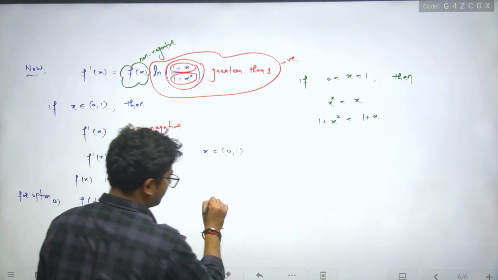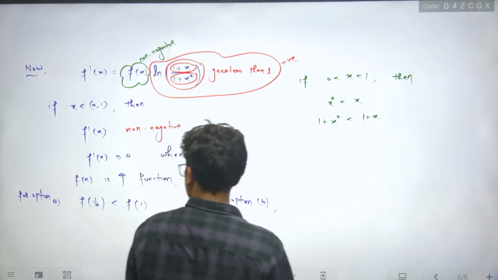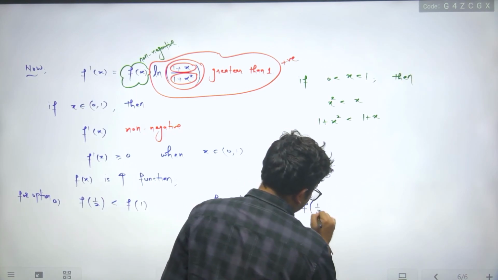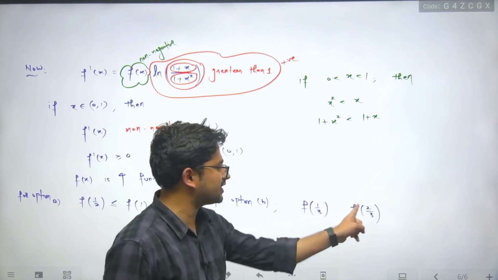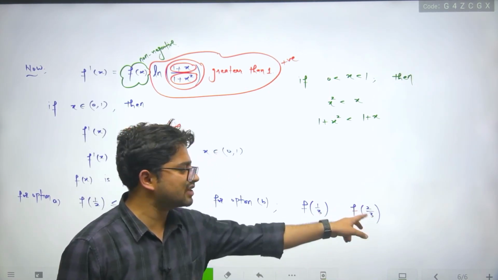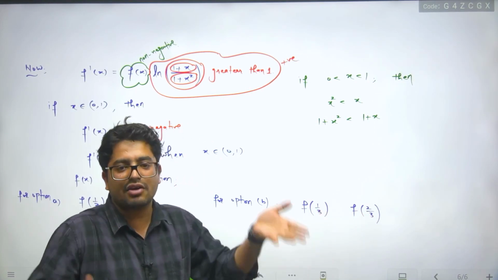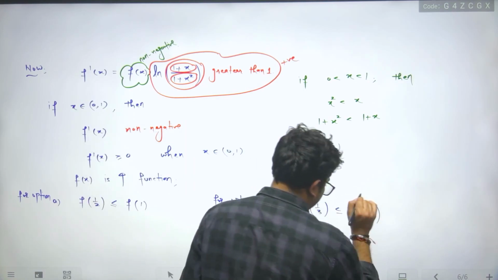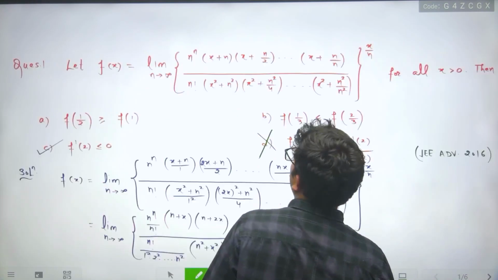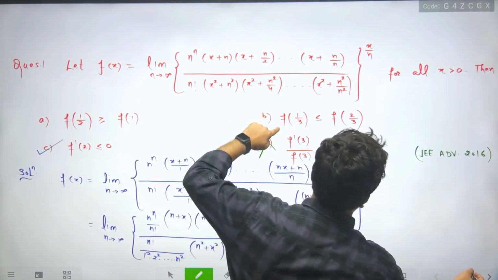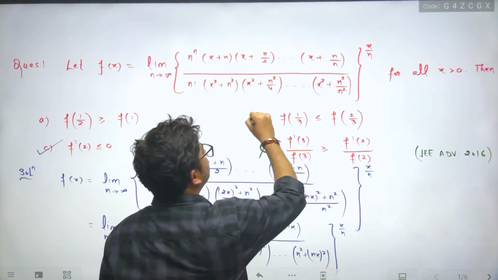And for option B, that is f of 1 by 3 and f of 2 by 3. What is the relation between them? Which one is greater? 2 by 3 is greater and f is increasing, so f2 by 3 is greater than equal to f1 by 3. So f1 by 3 is less than equal to f2 by 3. Yes, you can say option B is the correct one.